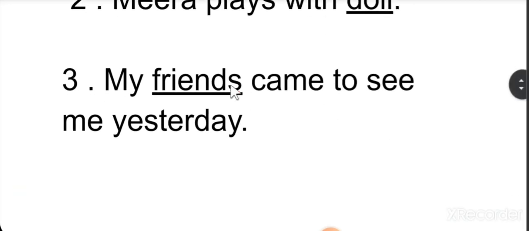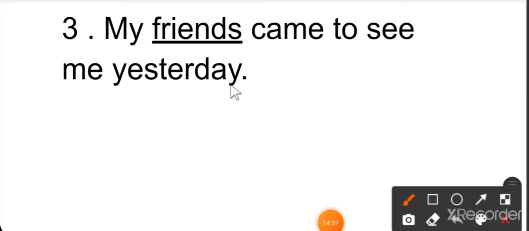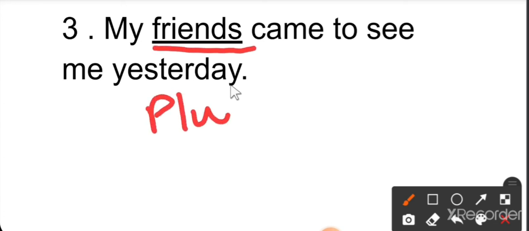The next sentence is, my friends came to see me yesterday. We are talking about many friends. Friends, not friend. Friend is singular and friends is plural. Friends is a plural word. So we will write plural here. Understood? Let's move towards the next part of the grammar section.